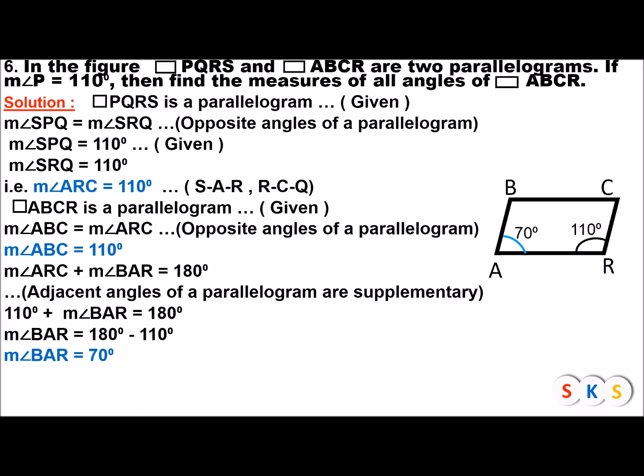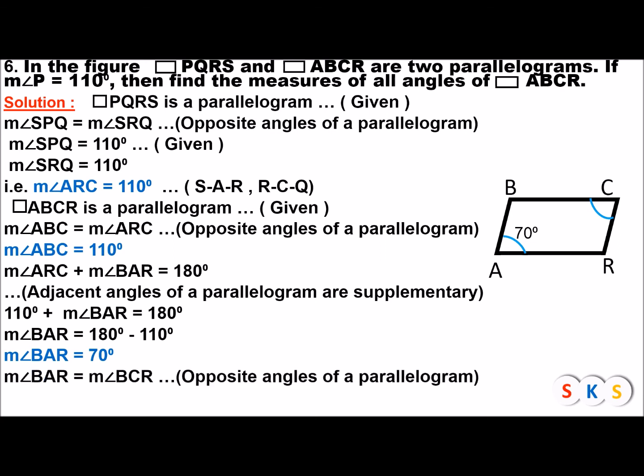Now angle BAR, you can see in this figure, and angle BCR are opposite angles. Are they opposite angles? Yes. And we know that opposite angles are congruent. Opposite angles will have the same measure. So I can say that measure angle BAR equals measure angle BCR because they are opposite angles of a parallelogram. Therefore, measure angle BCR equals 70 degrees. So you can see that I have calculated how to find the measure of all four angles of quadrilateral ABCR.